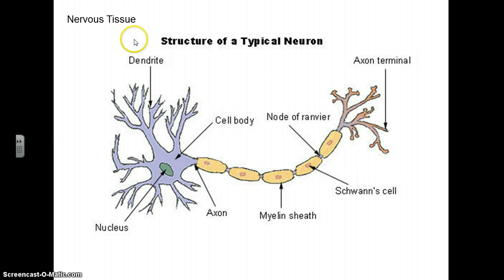We also have nerve tissue, which we won't be studying in detail, but we'll just know that nerve tissue is involved with receiving and sending signals around the body through the neurons, the neuron being the basic unit of the nervous system. Don't worry about all these terms on the neuron.